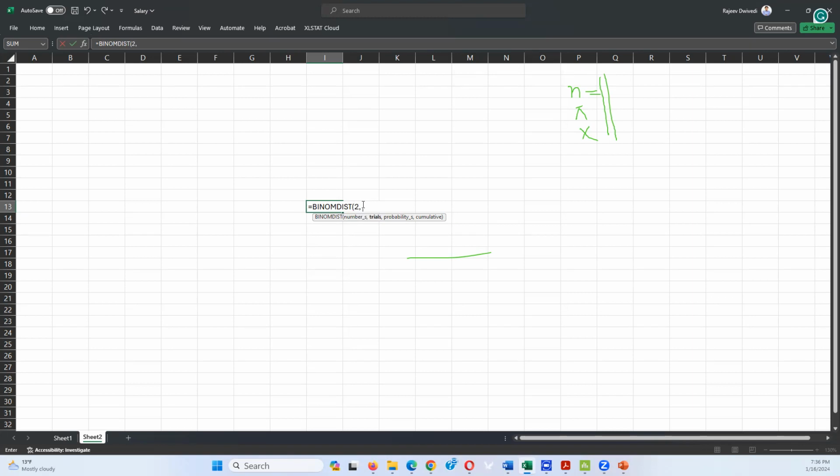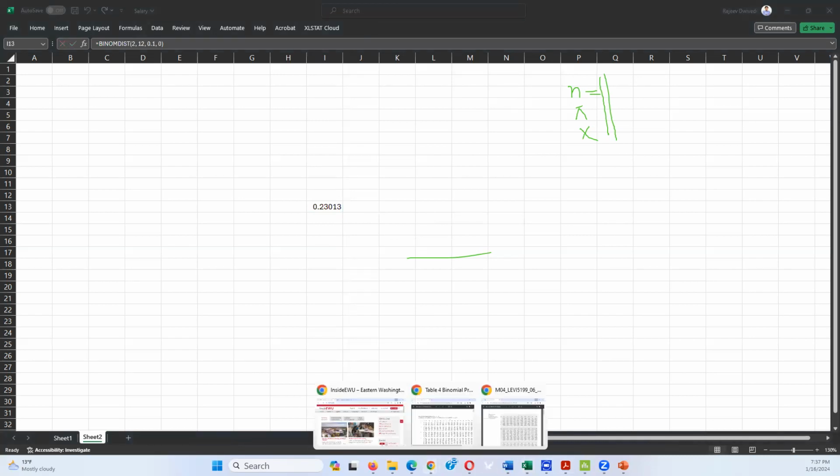If trials is 12 and probability is 0.1, and cumulative we put 0 for, you can see exactly the same number we are getting. Can you see? So here, same thing. Now there is a fourth option through which we can do this.